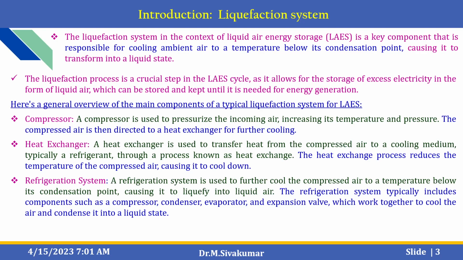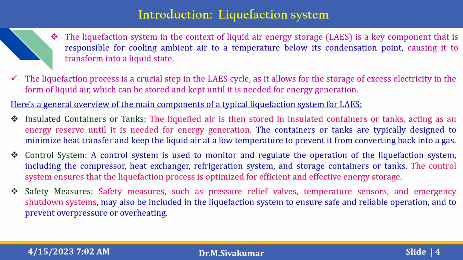The third component is the refrigeration system. Already you know very well about this system. It is used to further cool the compressed air to a temperature below its condensation point, causing it to liquefy into liquid air. The refrigeration system typically includes components such as a compressor, condenser, evaporator and expansion valve, which work together to cool the air and condense it into a liquid state. The next component is insulated containers or tanks. The containers or tanks are typically designed to minimize heat transfer and keep the liquid air at a low temperature to prevent it from converting back into a gas.